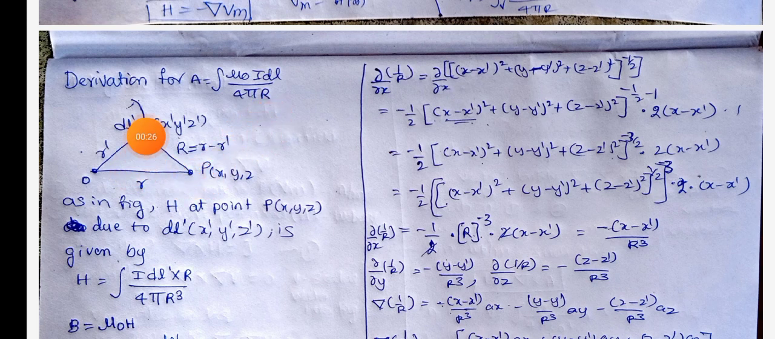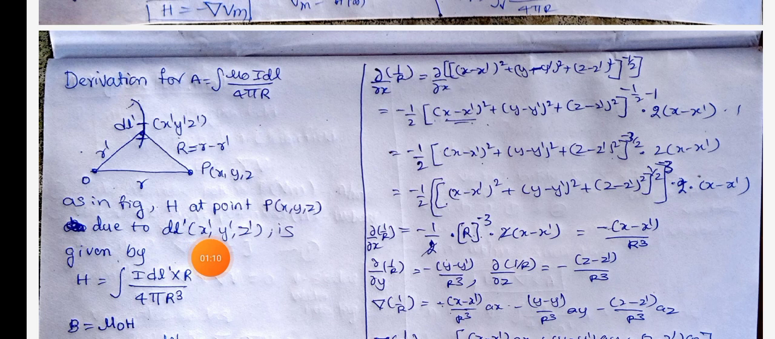There is a current conductor and consider a small differential element dl dash at x dash, y dash and z dash. Due to this differential element dl dash, there will be a magnetic field strength at point P at x comma y comma z. So differential length dl dash is located at r dash distance from the origin, and point P is located at distance r from the origin.